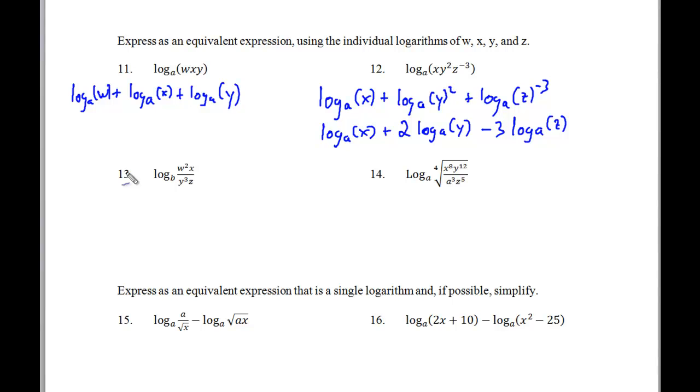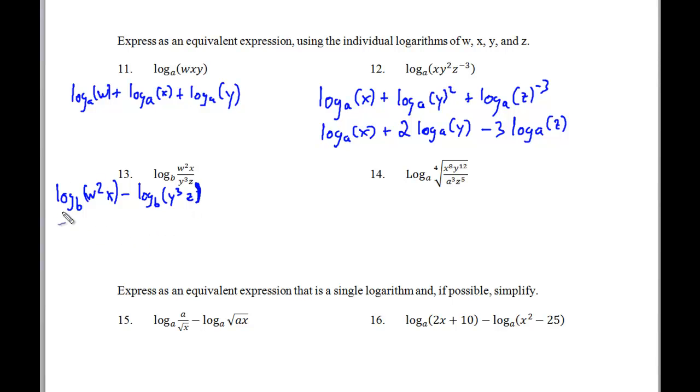Now when we get down to problem number 13 and 14, these problems are going to get rather long, so if you want to use a separate piece of paper, I don't blame you. So this is a quotient. So quotients have to be written as subtraction problems. So this is going to be log base b of w squared x minus log base b of y cubed z. Whoops, there shouldn't be a cube there.